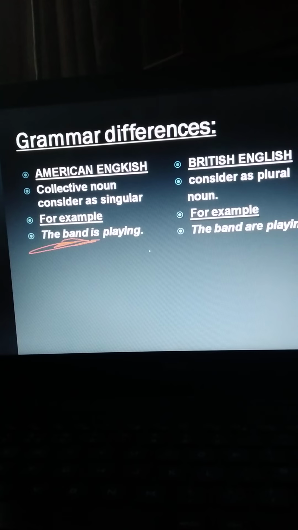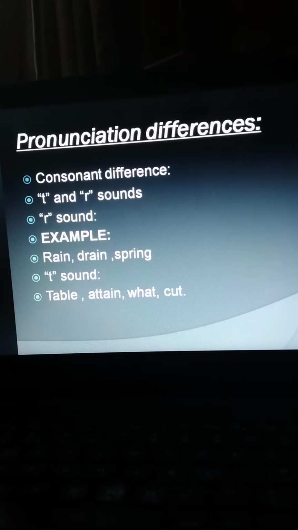Now come to British English. British English considers it a plural noun, so the band are playing. You can feel the differences between the two forms of English. Now come to the pronunciation differences, which is our main topic.